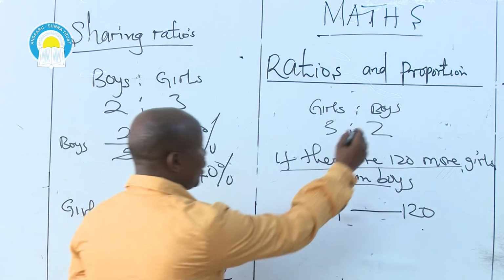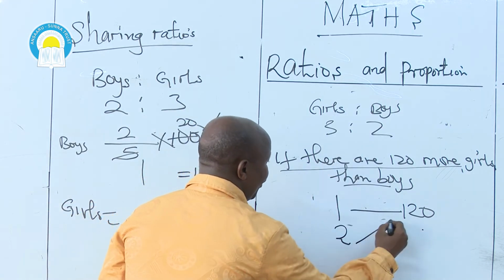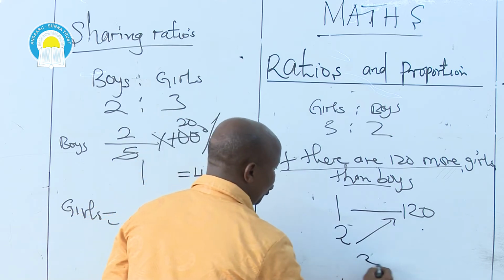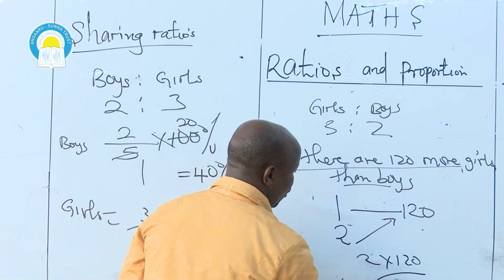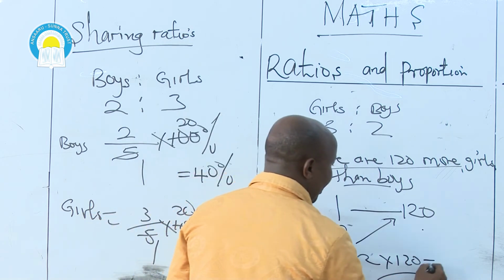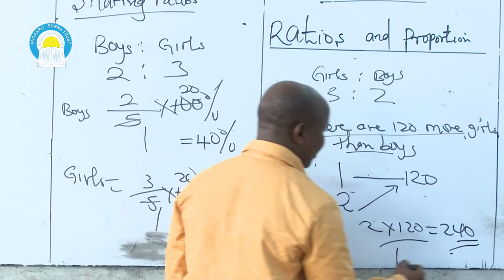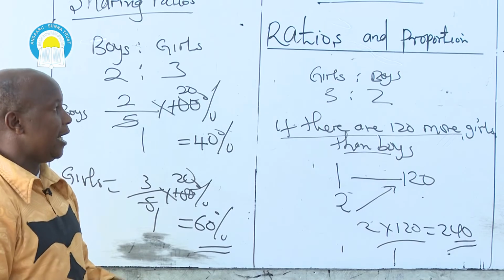Boys were 2. So now, what about 2? Then you cross multiply. You get 2 times 120 over 1. 120 times 2, you get 240. The answer was 240 boys.